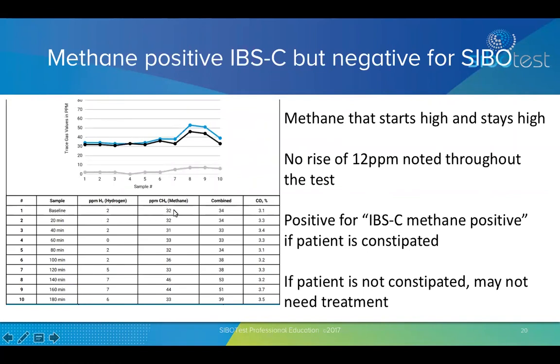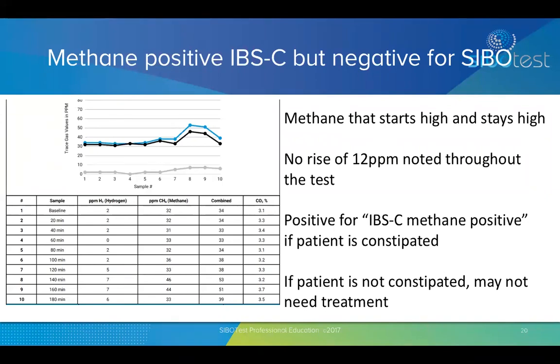And when we see this test result, for example, where methane starts at 32 and then sort of waffles around, by 100 minutes it's gone up by only about 5 parts per million over the lowest preceding level. And then here we are in the large intestine. This is what's called IBS-C methane positive if the patient is constipated. If the patient is not constipated, they may not need treatment.